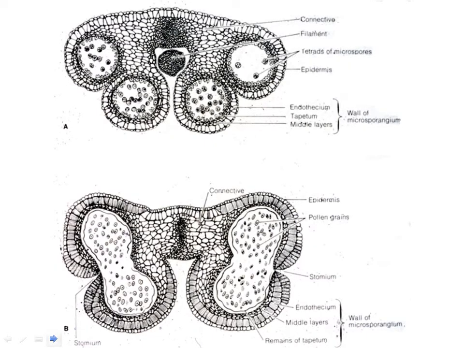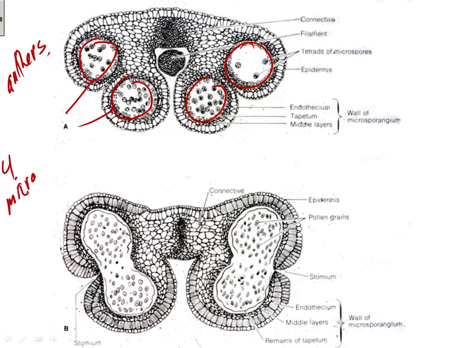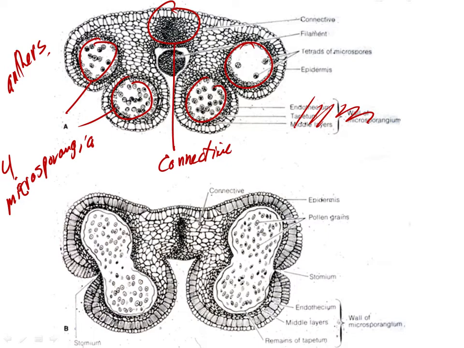When we look at the anther, here's a cross-section of an anther, actually two cross-sections of anthers. We find that there are four microsporangia. So there are pollen grains, microspores or pollen grains in each of those. There is a place between them that is called the connective, that connects the microsporangia. There's a lot of other terminology here that we're not going to be concerned with in this class.